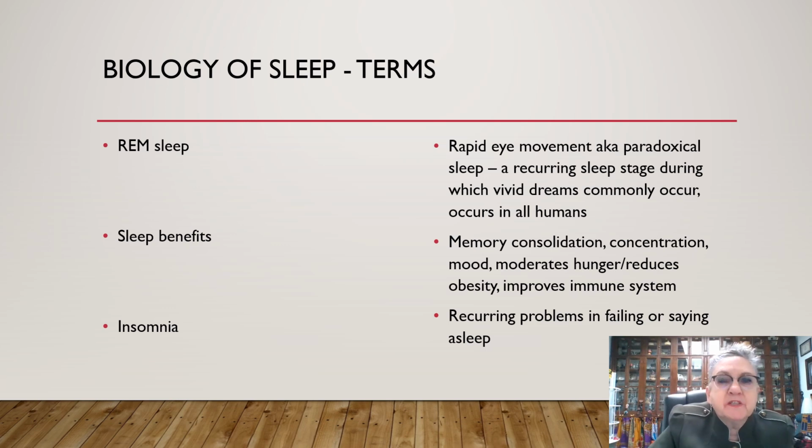Talk a little bit about REM sleep. It's rapid eye movement, aka paradoxal sleep. Can be called REM or paradoxal. It's a reoccurring sleep stage during which vivid dreams commonly occur in humans, and it's that paradoxal sleep. We go into REM several times during the night, following the staging of sleep. As the night progresses, the REM periods get longer.